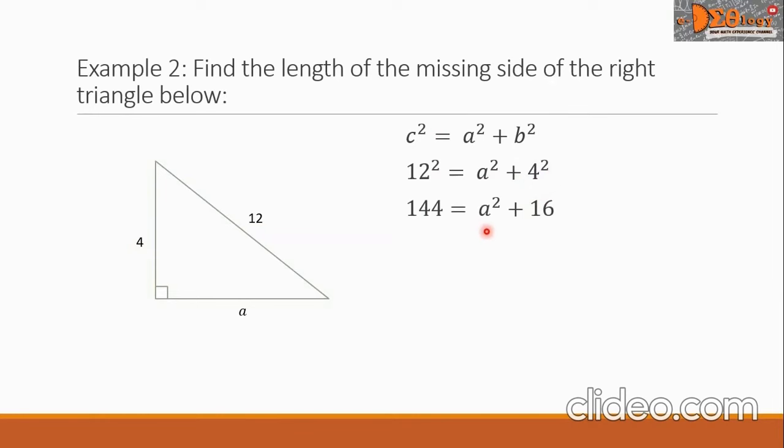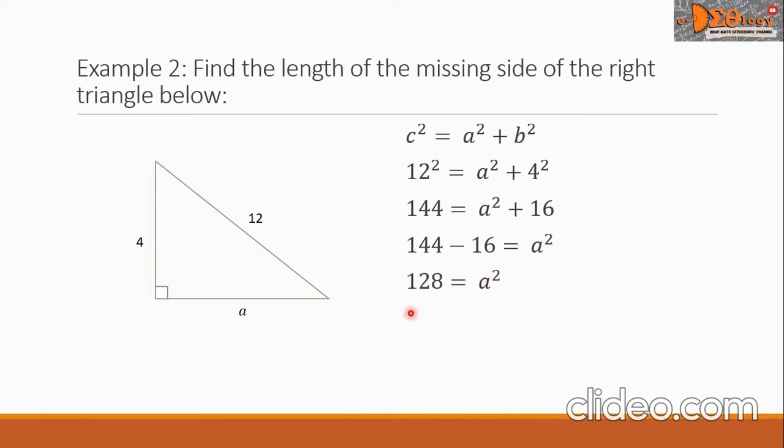We want this a squared to be isolated. The positive 16 we will transpose to the left side. We will not forget that the sign must be changed. So the positive 16 becomes negative 16 on the left side. So here now is 144 minus 16 equals a squared. Simplifying this, we have 128 equals a squared.